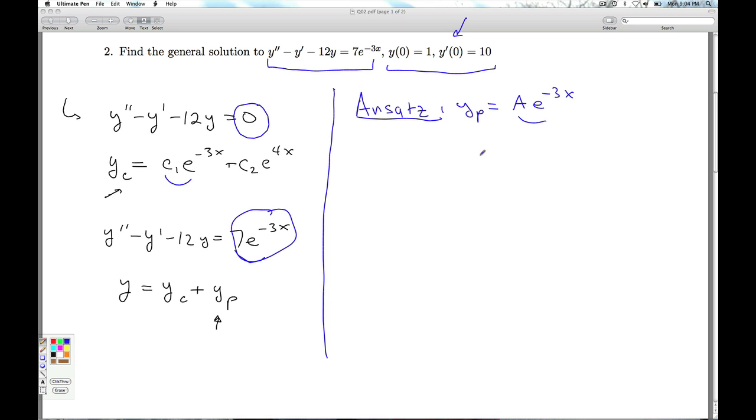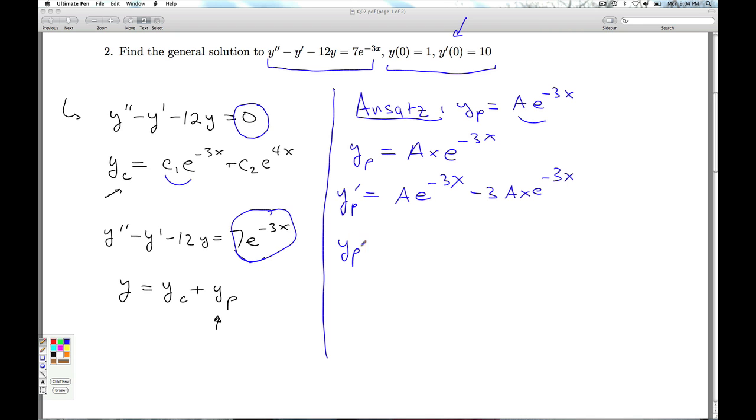And so as we talked about in class, when we have duplication, we eliminate the duplication by slapping on a power of x. So we're going to guess the particular solution looks like that. This is linearly independent compared to this, so we shouldn't get 0 when we plug this in. So let's take our derivatives, yp prime. We use the product rule. A e to the minus 3x minus 3ax e to the minus 3x.